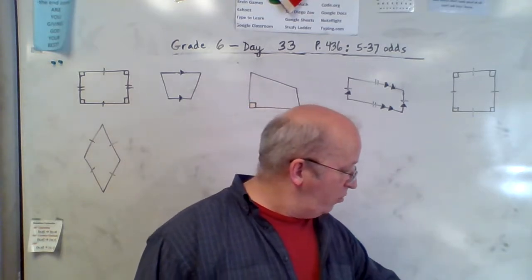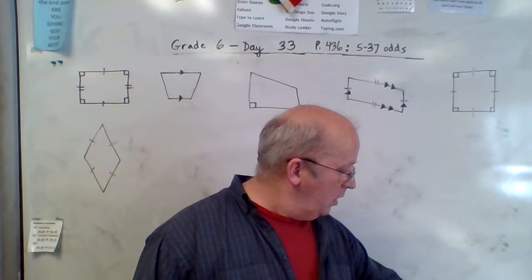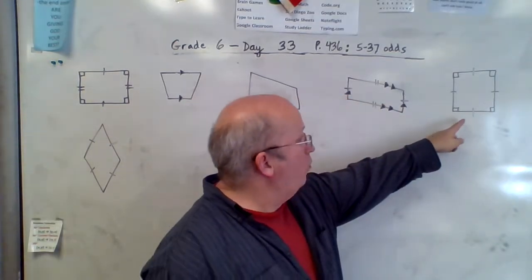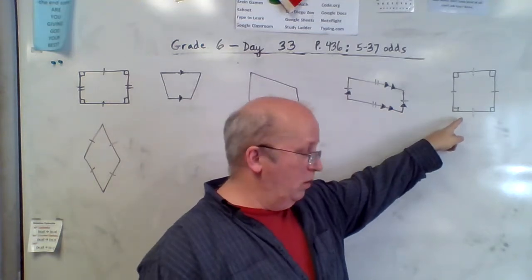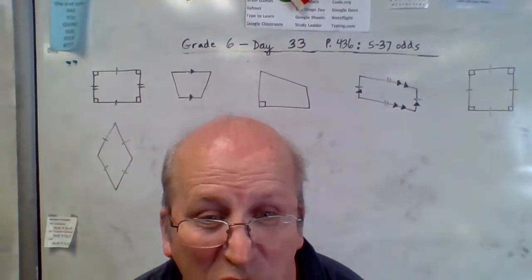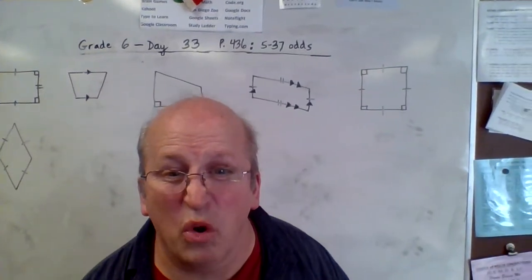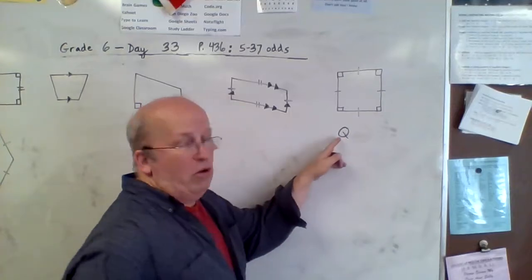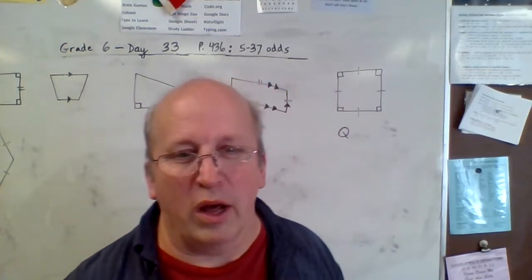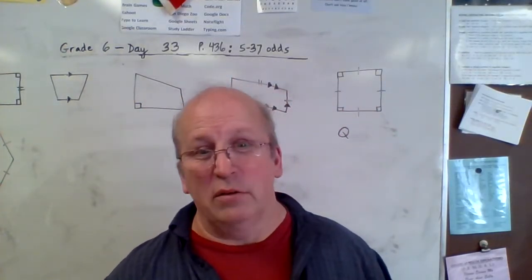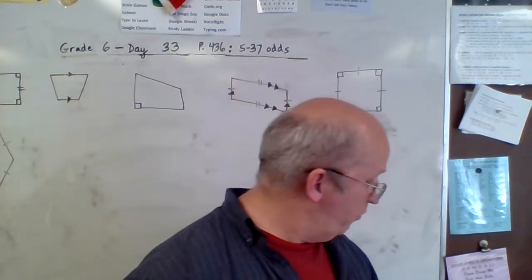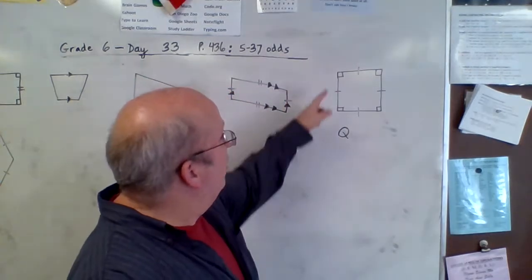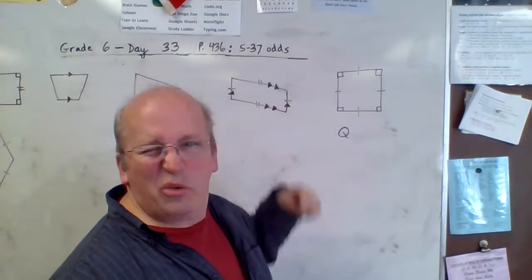And let's look at page 434. Could this shape be called a quadrilateral? Well, the definition for a quadrilateral is that it is a shape that has four sides. Does this have four sides? Yep. So technically, we could call this a quadrilateral. I'm going to abbreviate it with a Q for quadrilateral. Could this shape be called a trapezoid? The definition of a trapezoid is a quadrilateral that has one set of parallel sides. This doesn't have one set, this has two sets. So it's not a trapezoid.